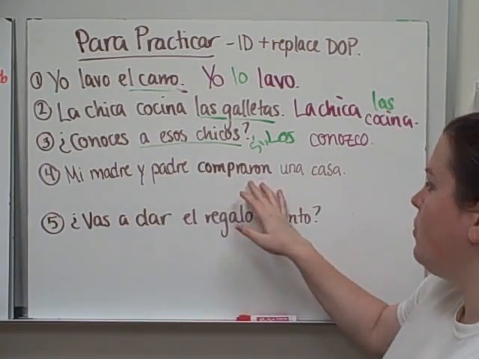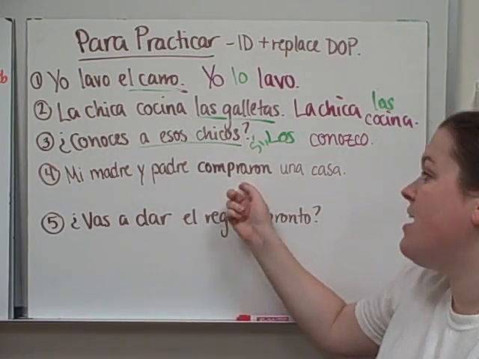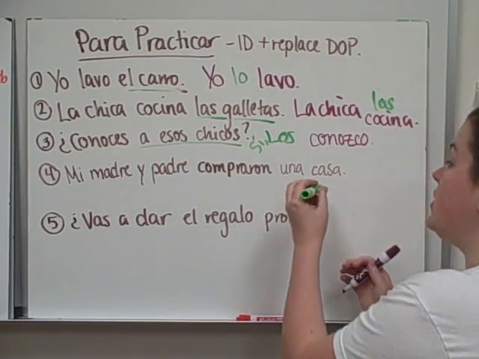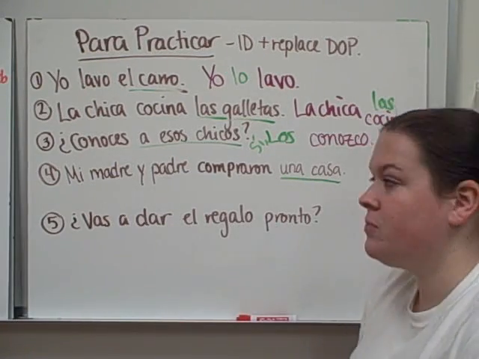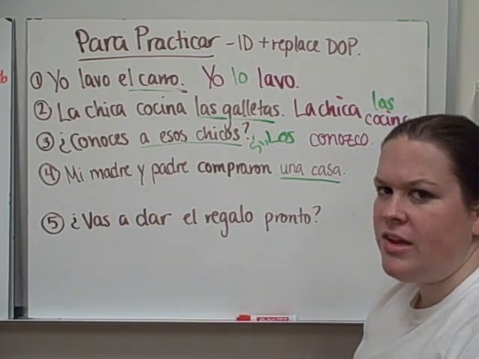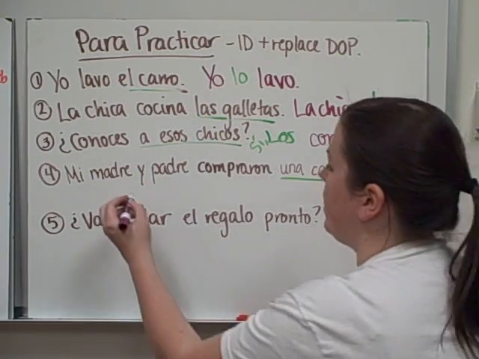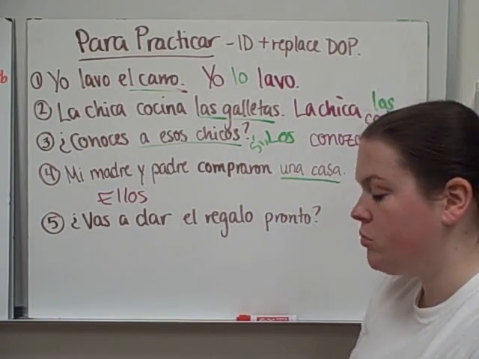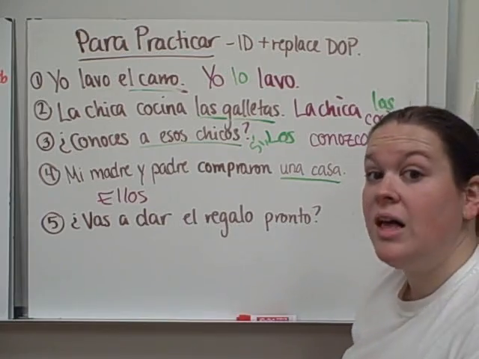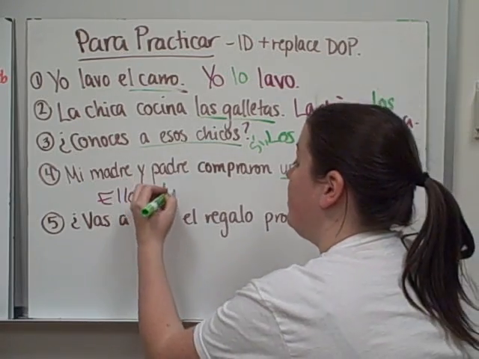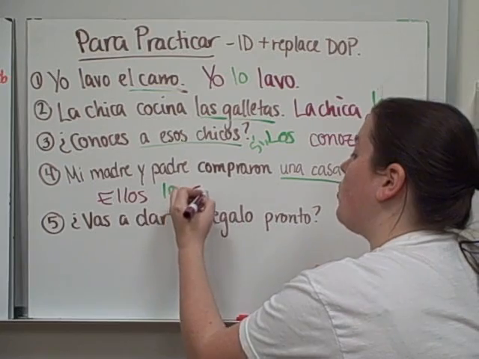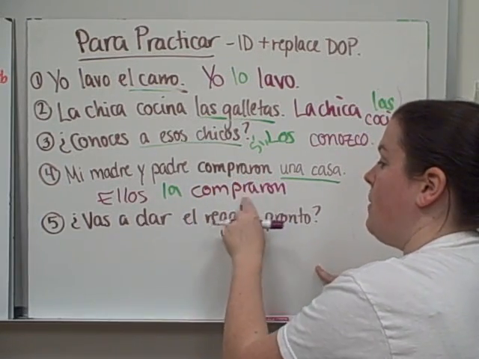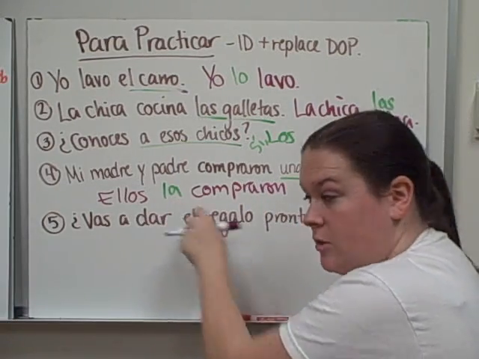Mi madre y padre compraron una casa. My mom and dad, they bought a house. What did they buy? The house is our direct object pronoun. So I'm going to shorten this a little bit. My mom and dad, we're just going to say they. Okay. So ellos, what did they buy? What's our direct object pronoun? Una casa becomes it. La, and then they bought, compraron. So they bought the house, or it.